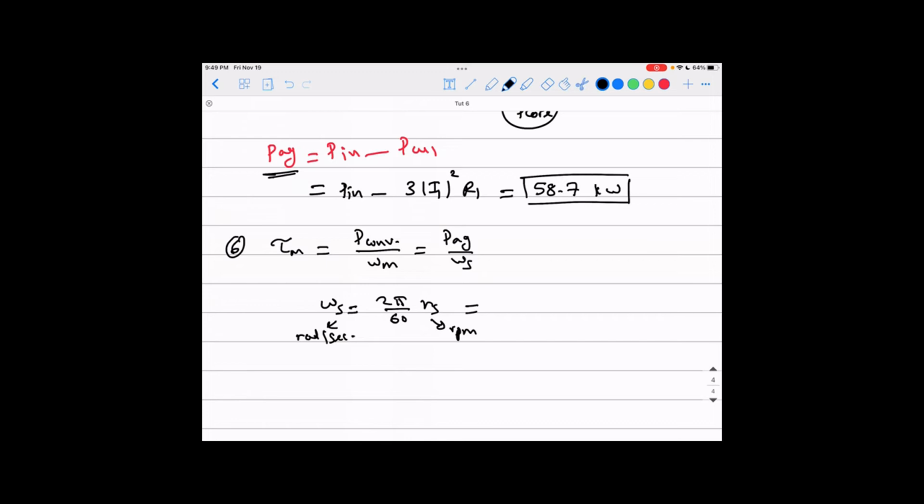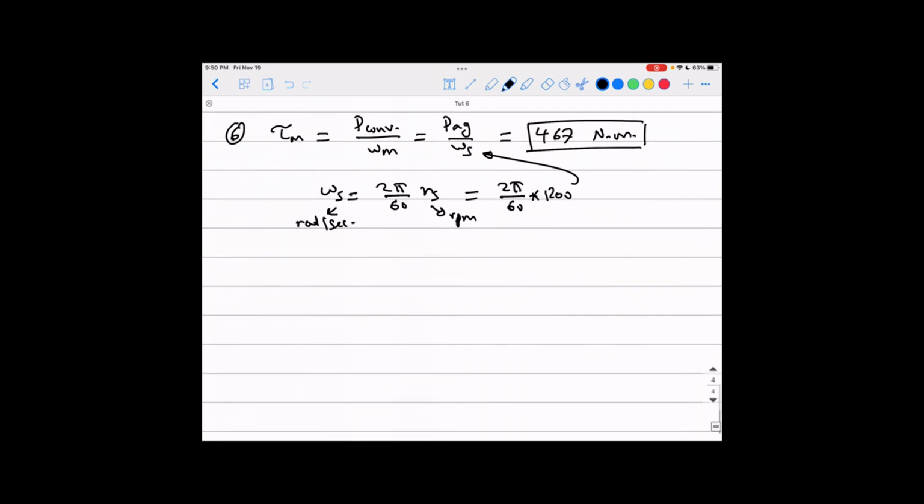So you have the synchronous speed in your hand, which is 1200. We have just calculated it at the beginning. So this is 2 pi over 60 times 1200. You plug it in here with the P air gap you have just calculated, and this will give you the developed torque to be 467 Newton meters. Okay, guys?